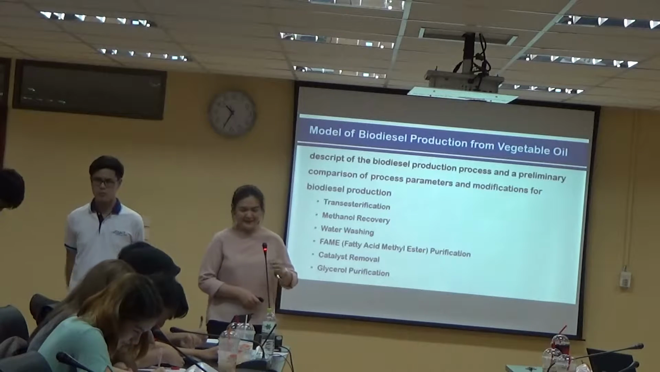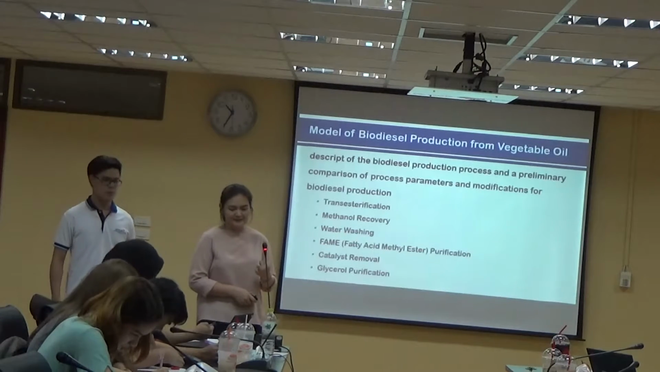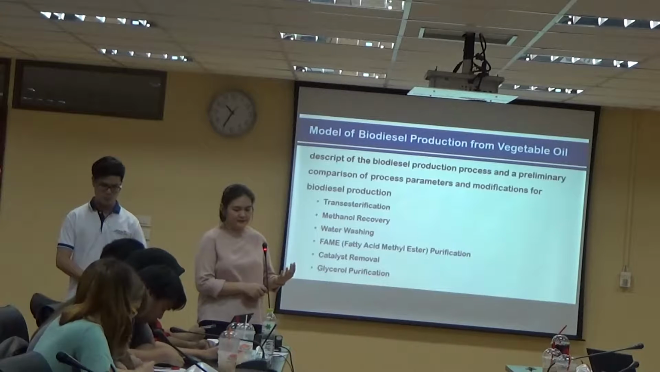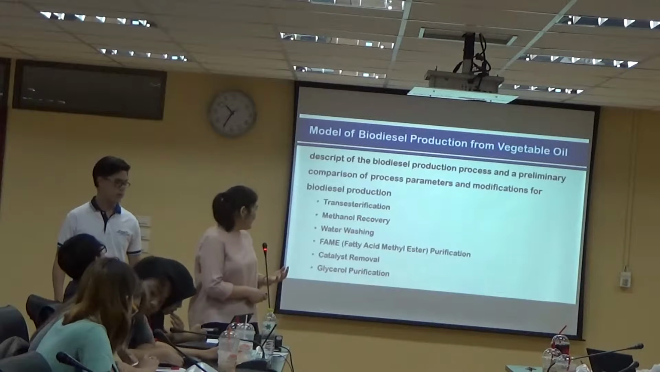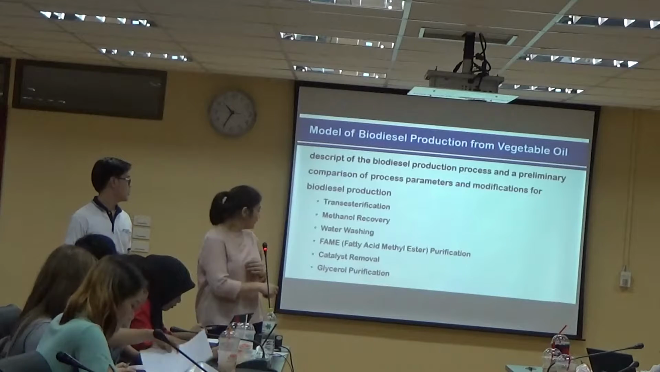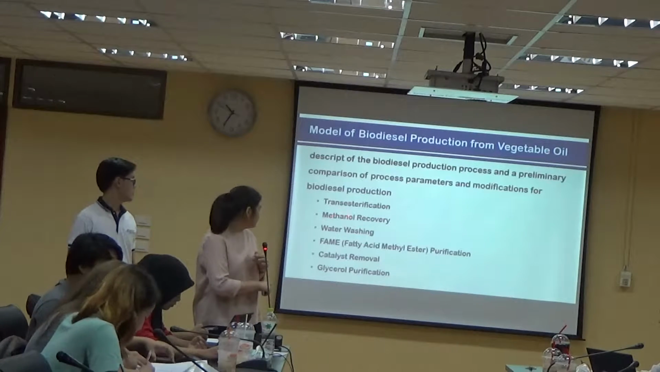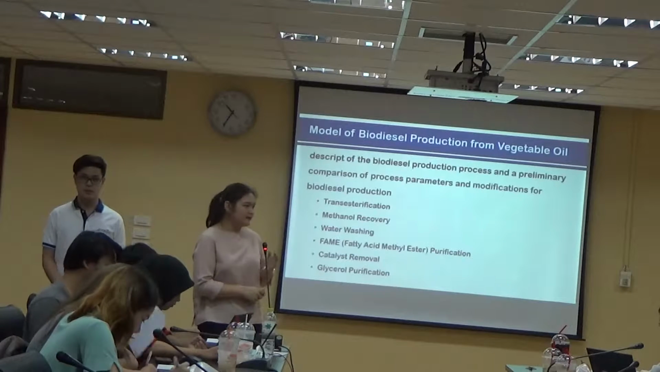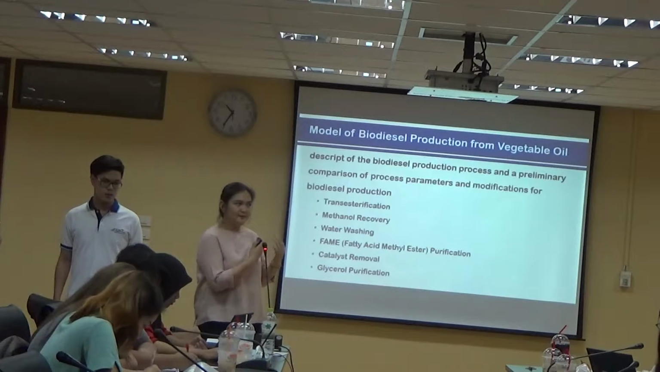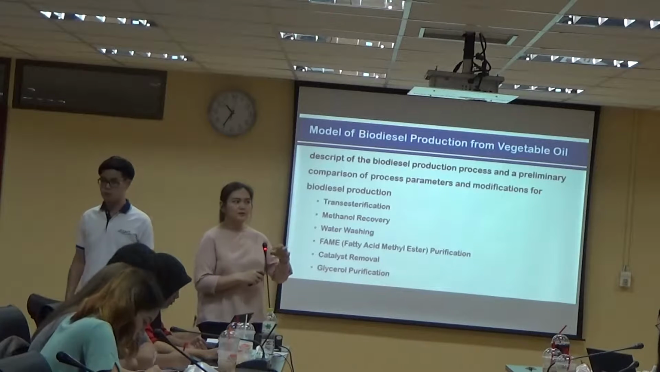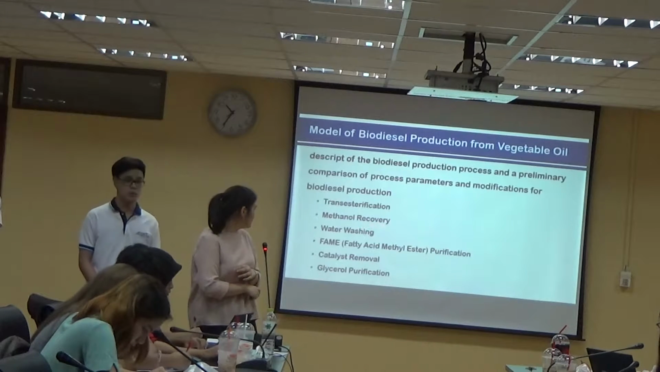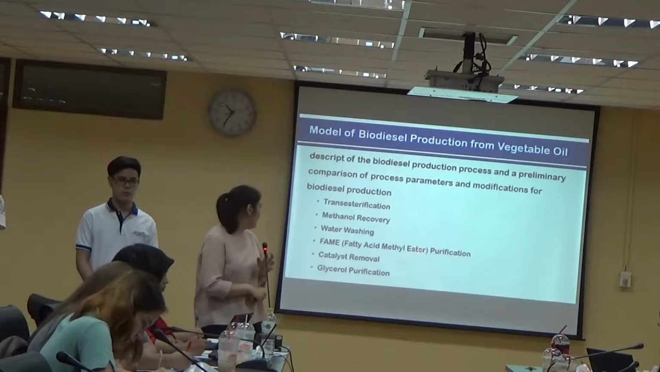This model describes the biodiesel production process, comparison of process parameters, and modification of production. The model includes the following operation units. The first is the tank esterification, which is for reacting oil and methanol to produce biodiesel. The second is the methanol recovery, which is for recovering the excess methanol.